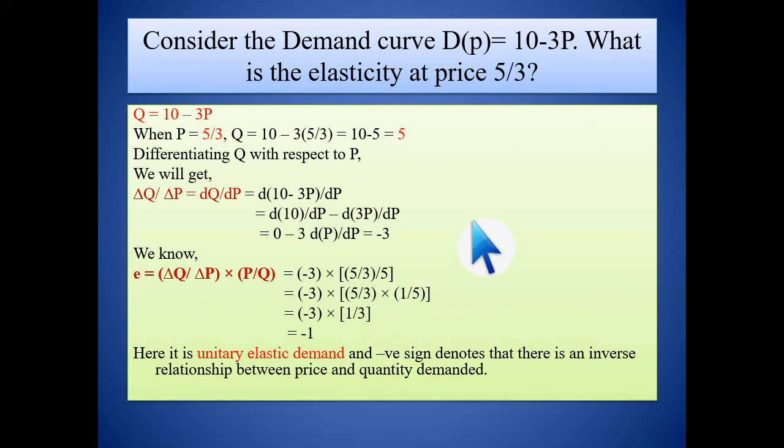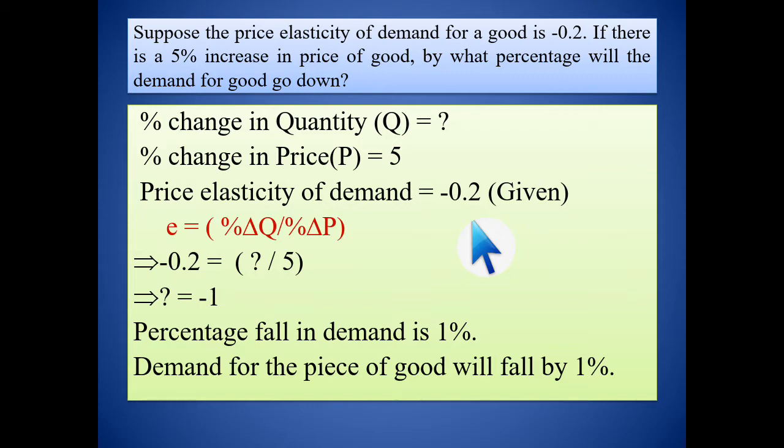Getting the question? Okay, next is: suppose the price elasticity of demand for a good is minus 0.2. If there is a 5% increase in the price of the good, by what percentage will the demand of the good go down? Getting the concept here, why has minus been mentioned? Because when there is an increase in price, it has been already mentioned that the demand will go down. So this inverse relationship is due to this negative sign.